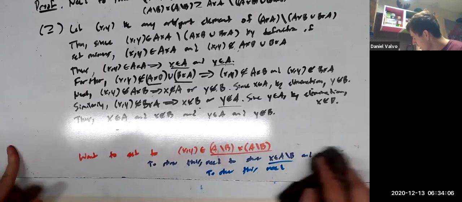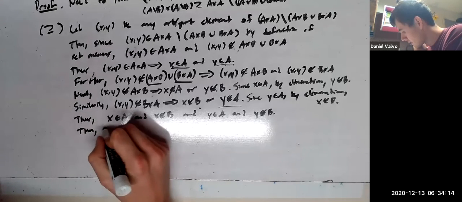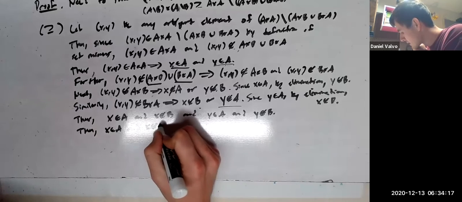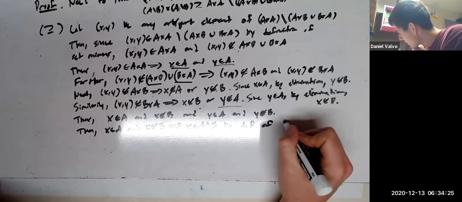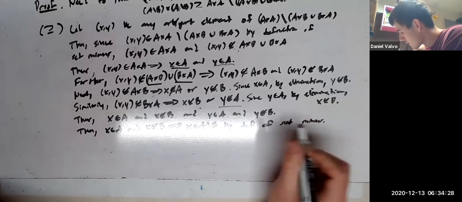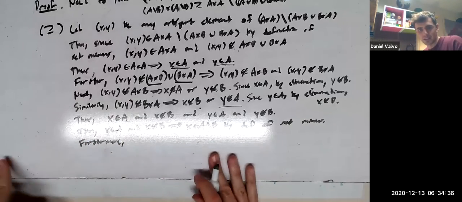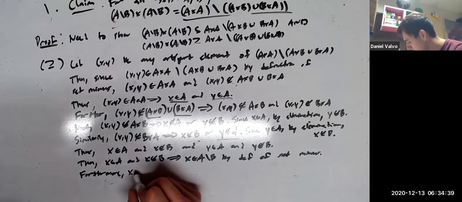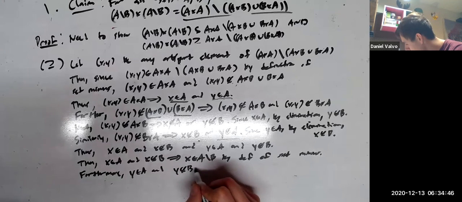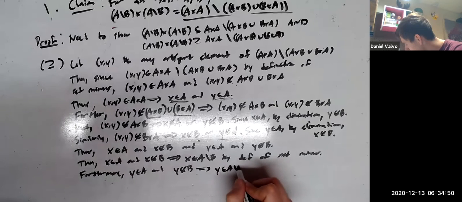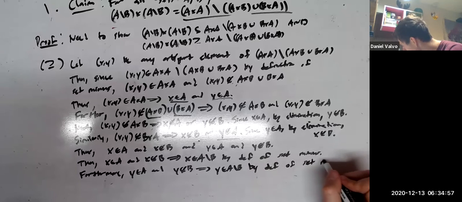So this leads us to, let's run this forwards now. Then X in A and X not in B implies X is in A over B by definition of set minus. Furthermore, we're on the Y's now. Y is in A and Y is not in B implies that Y is in A over B by definition of set minus.